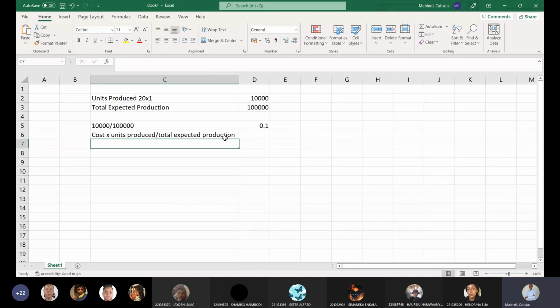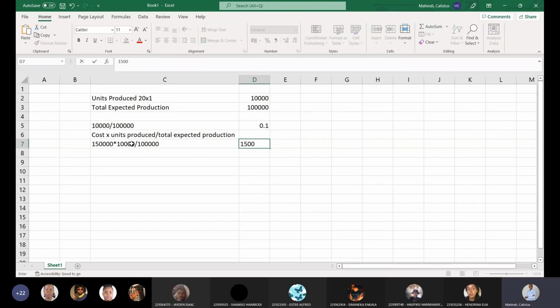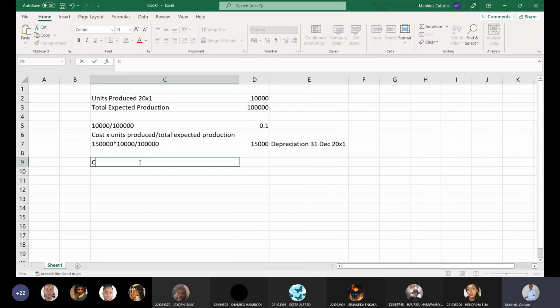Okay, the cost was 150,000. You multiply that by the 10,000 units produced, divided by the total expected number of units produced, 100,000. You're going to arrive at an amount of 15,000, and that is your depreciation. At 31 December 20x1. Okay, now the carrying amount, we know the carrying amount is equal to your cost minus accumulated depreciation.